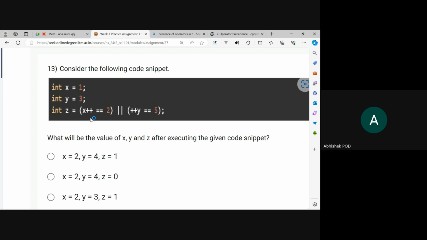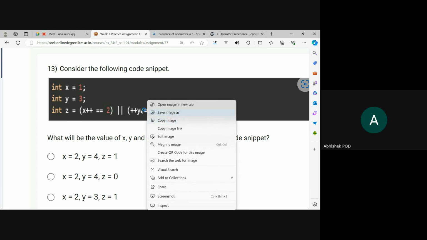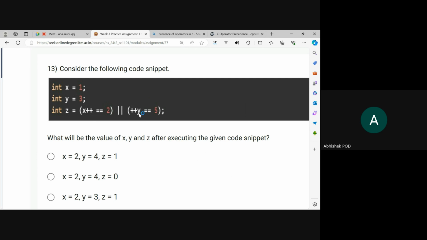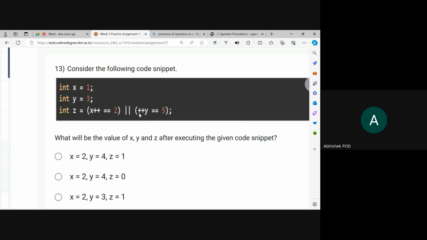Since this condition becomes false, do we need to go forward? It's an OR operator. The first condition is false. Do we need to go to the other expression? Yes, sir. Yes, we will have to. But by the time we move here, remember x has also been incremented to 2. Though the expression output was false, x has now been incremented to 2.